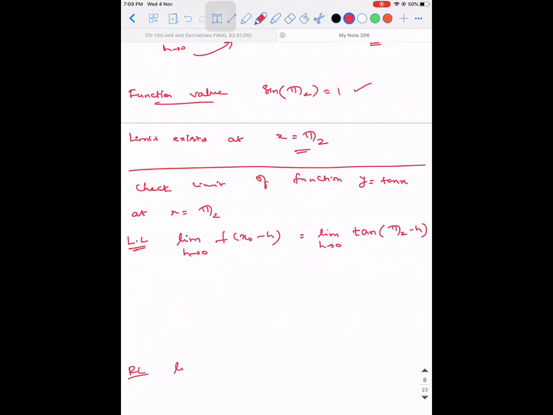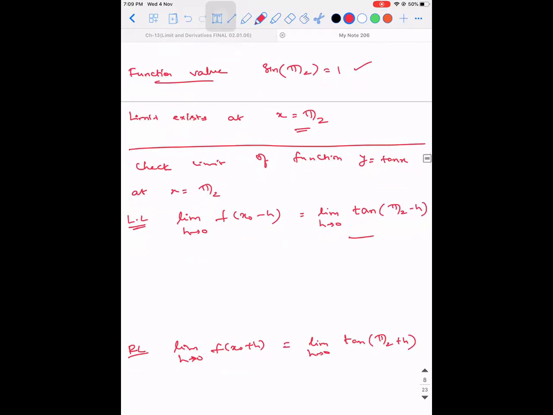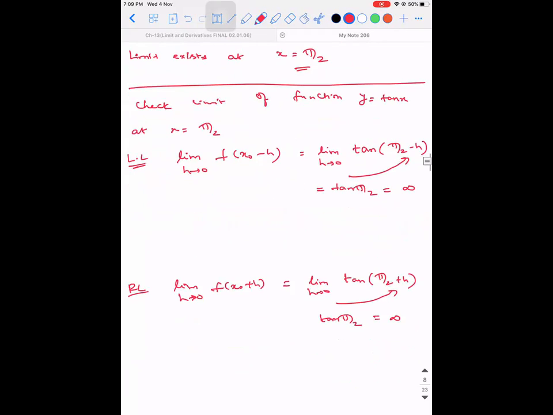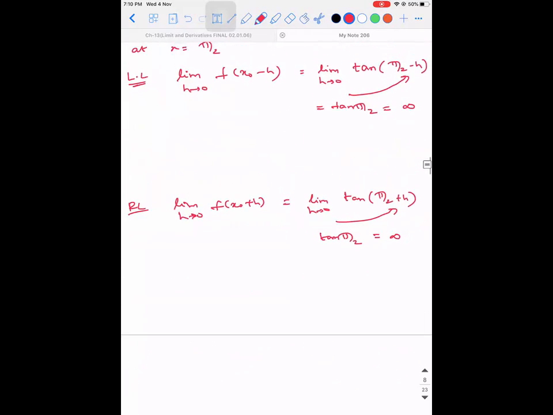Right limit. Limit h tends to 0, f of x naught plus h. That is limit h tends to 0, it will be tan of pi by 2 plus h. So if you take h is equal to 0 and substitute it here, you will get tan pi by 2. Here also you substitute 0, you will get tan pi by 2. In both the cases, what is the answer coming out as? Infinity.